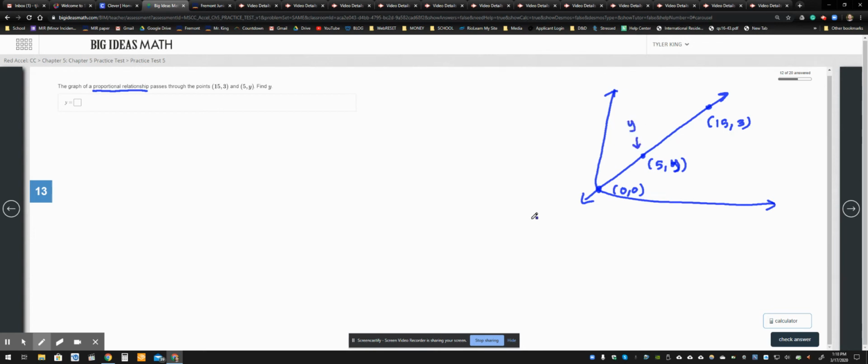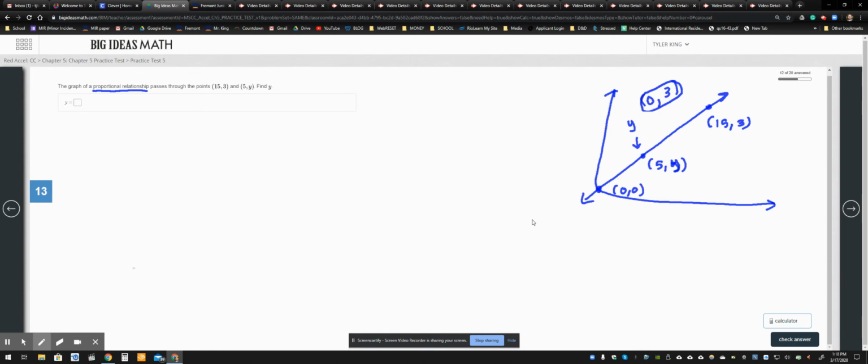Now, we have some general idea that y has to be in between 0 and 3. Okay, so it's got to be somewhere in between these two points. So it might be 1, it might be 2, it might be 1/2, it might be 1.25, but it's going to be in between 0 and 3, because it has to be a straight line.